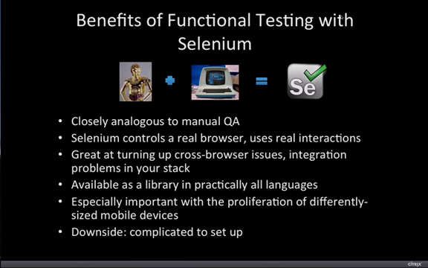So Selenium allows us to write automated tests that closely mirror manual QA. It's in the spirit of manual QA. You take a script or a set of instructions you would normally give to a person, and instead you give it to Selenium, and it executes them for you and gives you back the results.